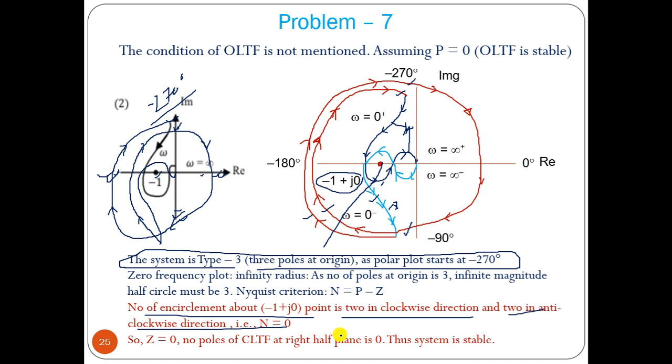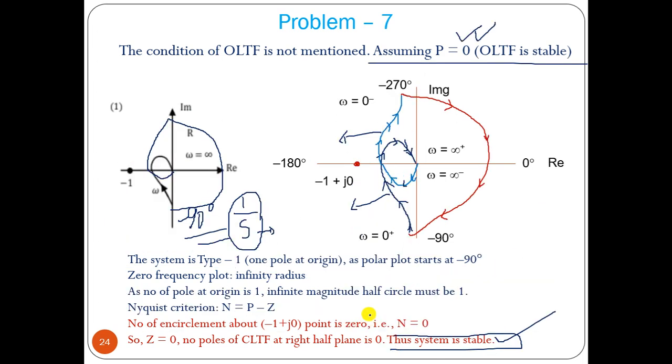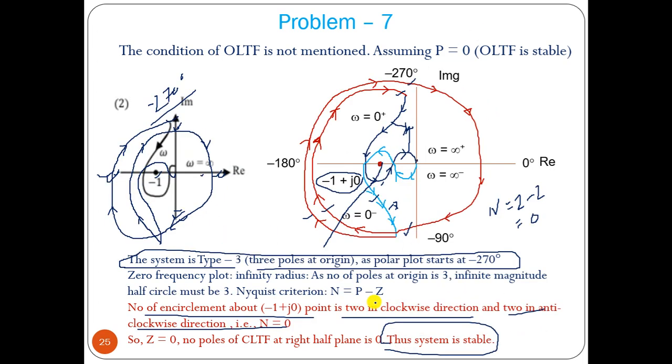So N becomes 0: 2 anti-clockwise and 2 clockwise minus 2. So N becomes 0, P 0, so Z 0. So the system is stable. Okay, so number 1 is stable, number 2 is also stable.